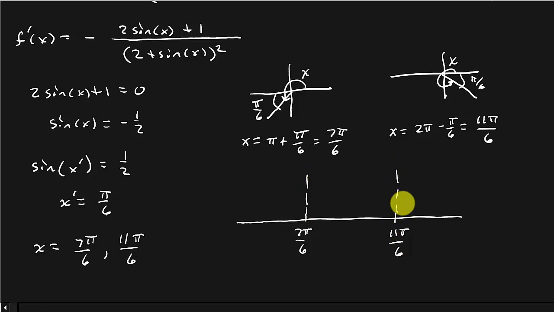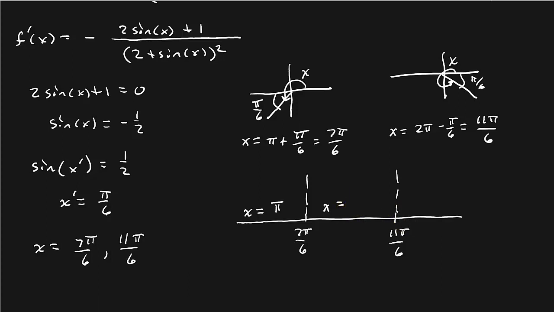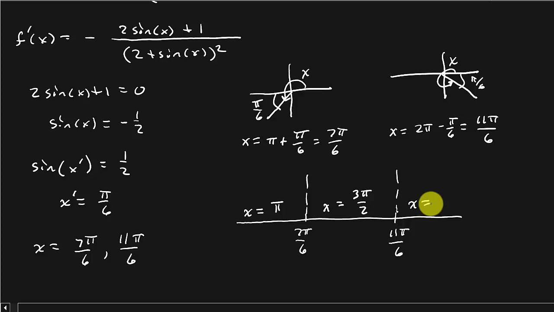All right, and so now we pick some values in these intervals. So I'm going to choose maybe x equal pi, x equal, what about 3 pi over 2? Would that work? Yeah, 3 pi over 2 will work. And then I can choose x equal, let's do 2 pi.